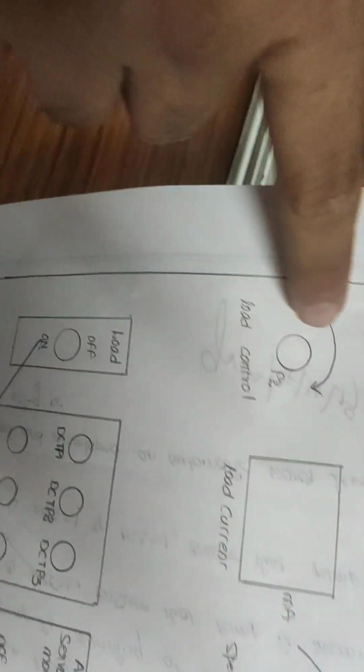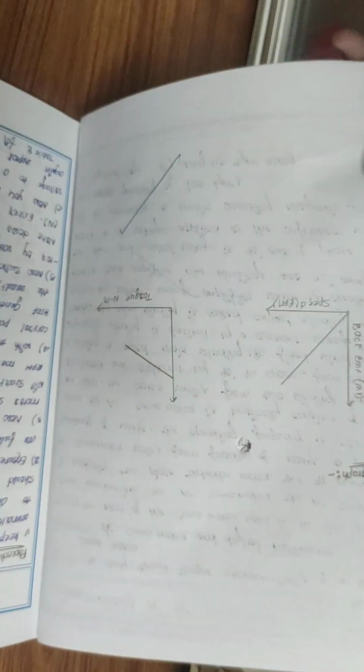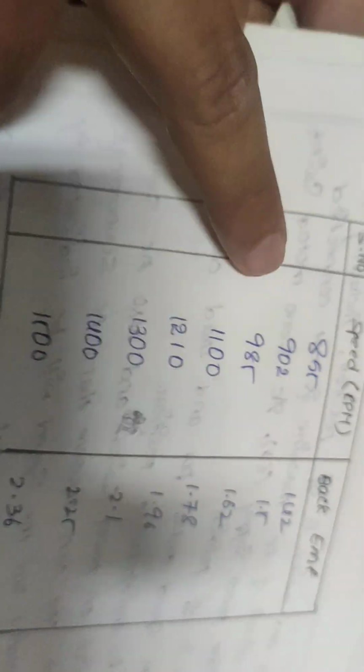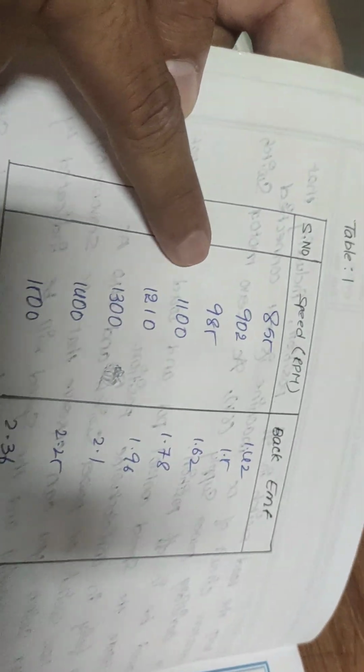In no load characteristics, we put the load control in off position, and by changing the speed we have to note down the values of voltage and speed. So this is tabular column 1, which shows that by varying the values of speed we have to note down the value of back EMF.